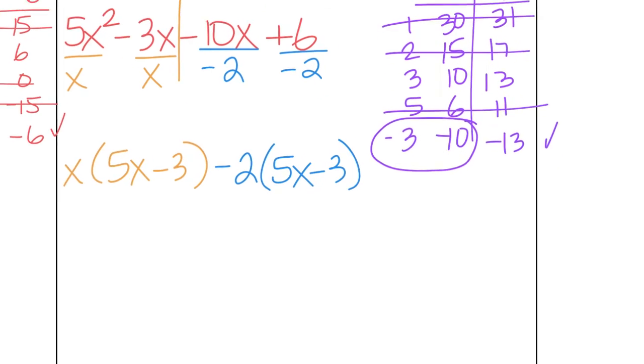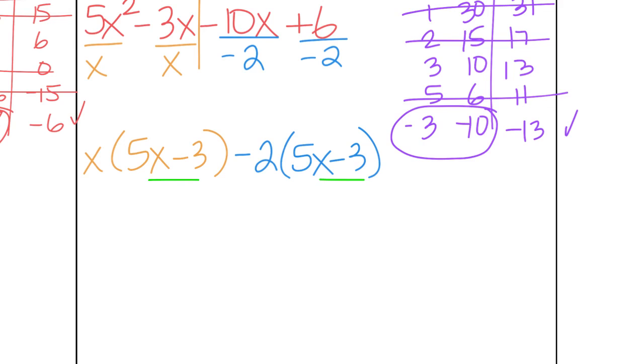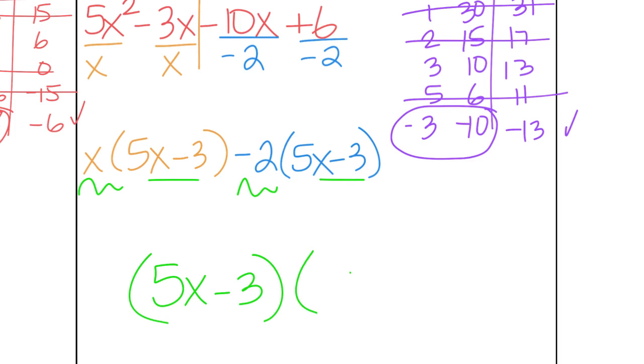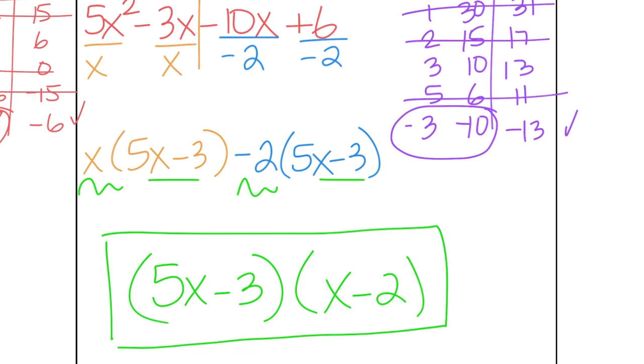Okay, so I know I did this correctly because what's in the parentheses is the same for both of them, and that's my first factor. And then my second factor is everything on the outside, x minus 2. And that's my final answer.